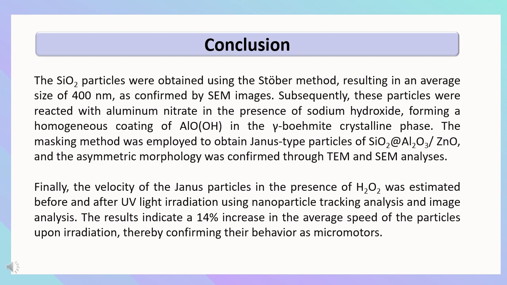Finally, the velocity of the Janus particles in the presence of hydrogen peroxide was estimated before and after UV light irradiation using nanoparticle tracking analysis and image analysis. The result showed a 14% increase in the average speed of the particles under irradiation, thereby confirming their behavior as micromotors.